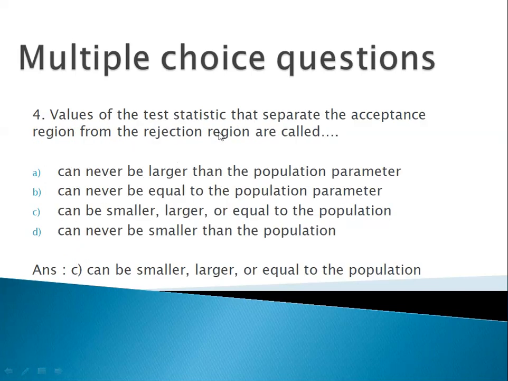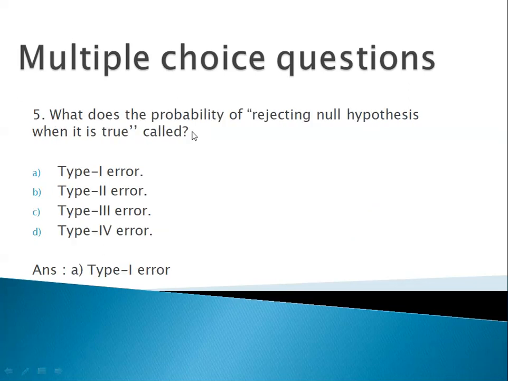The value of test statistics that separates the acceptance region from the rejection region is called the critical value. The options: can never be larger than the population parameter, can never be equal to the population parameter, can be smaller, larger or equal to the parameter, or can never be smaller than the parameter. So the correct answer is C, that is it can be smaller, larger or equal to the population parameter. What is the probability of rejecting the null hypothesis when it is true called? Type 1 error, type 2 error, type 3 error or type 4 error? The correct answer is 1, that is type 1 error.